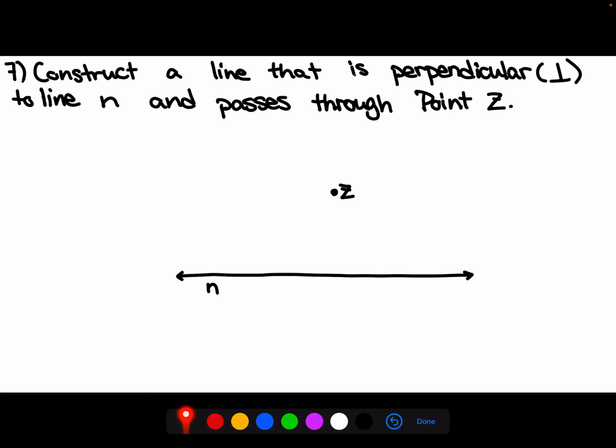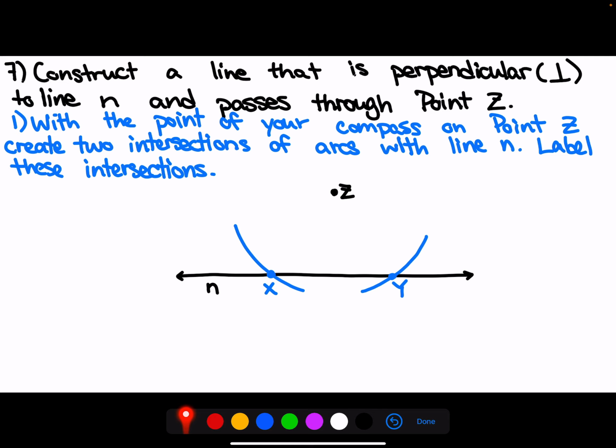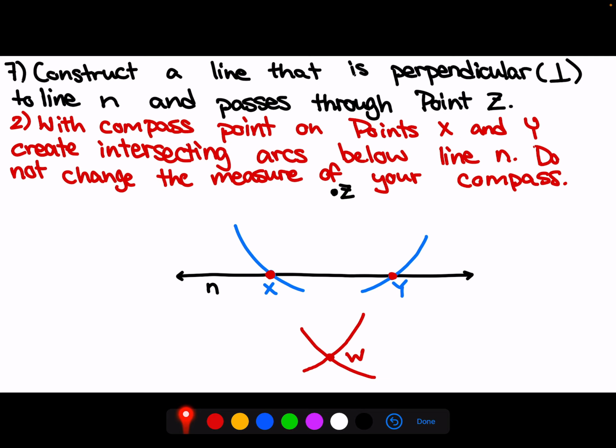With that, I'm going to create an arc that will intersect line N at 2 distinct points. So it should look like this. I'll label both those points as point X and point Y. Do not change your compass's length after you draw this arc. Once you draw this arc, place the point of your compass on point X, and without changing that distance, you're going to create an arc below line N. You'll repeat that same process at point Y as well.